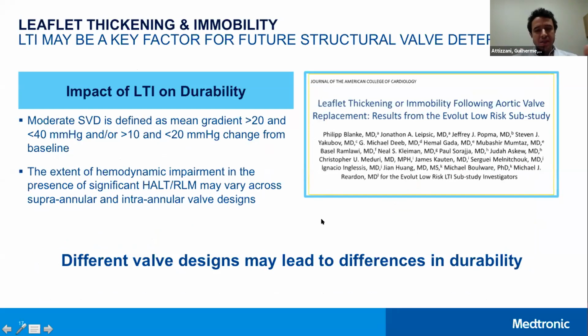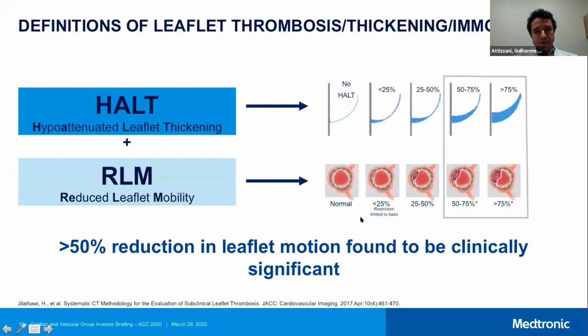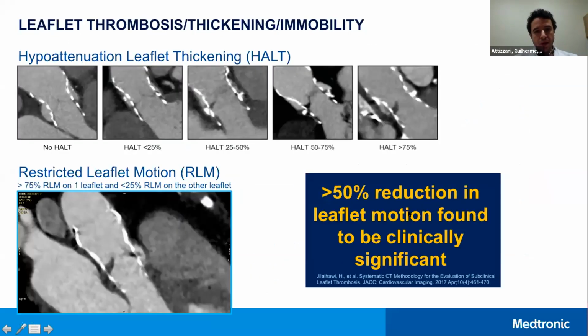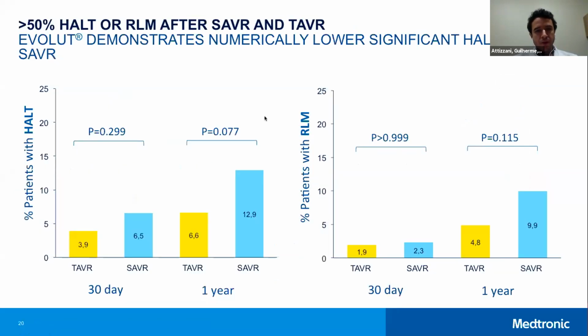And as we know, there are different definitions for structural valve deterioration here. But very quickly, I wanted to emphasize that when we're comparing surgical valves versus TAVR EVOLUT valves, we can see that there was no difference in HALT and RLM, but numerically it was observed less with the TAVR valves, although there was no statistical difference.